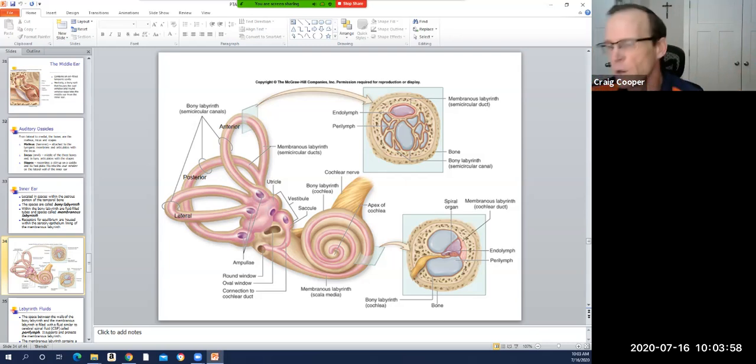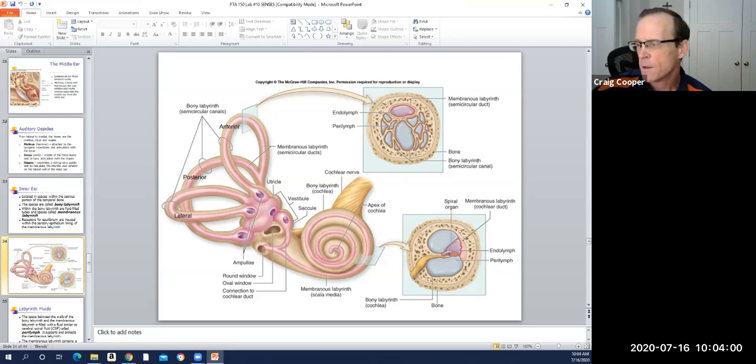So we enter the oval window and we exit from the round window. And again, it's filled with this kind of gelatinous liquid, and those pressure waves from the eardrum that have been transmitted through the bones then cause movement of this fluid inside of those chambers.